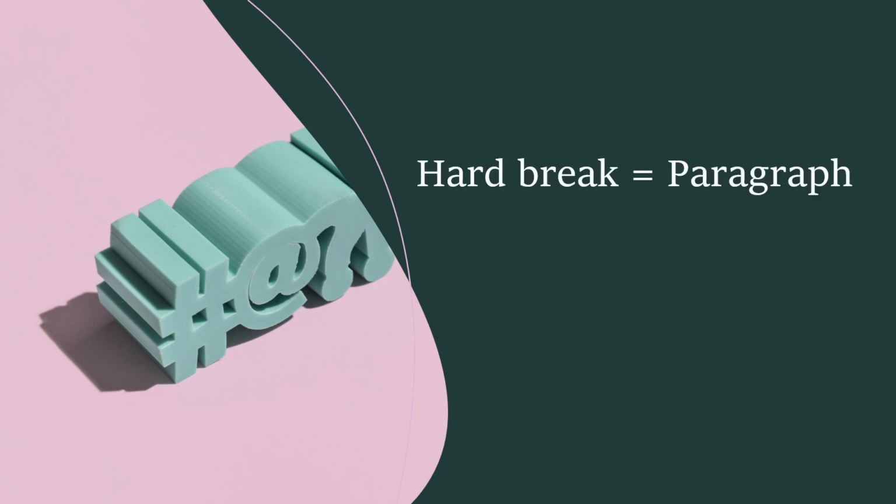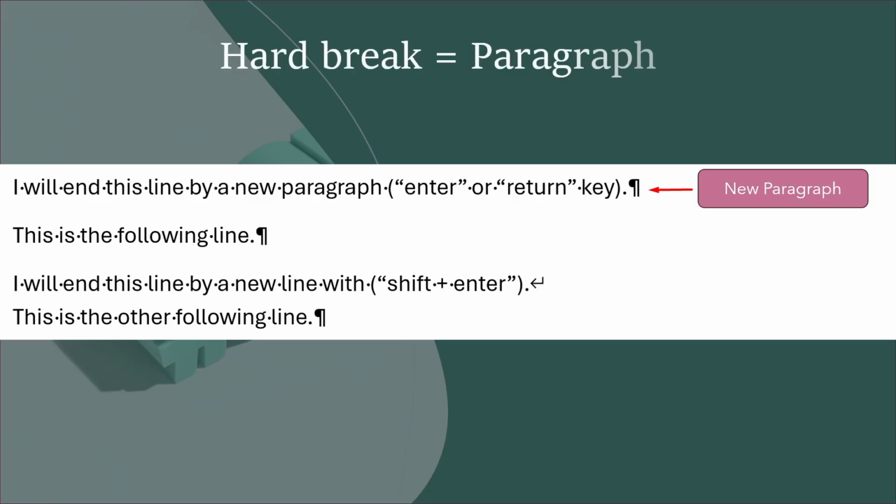A hard break basically means that you'll be creating a new paragraph. And on your computer, if you show the non-printing characters, you will see the Pilcrow sign, which is this one here indicated by the red arrow. So that is a Pilcrow sign, and that means that you will get a new paragraph. As you see here, there's a space between the two lines, and this is because there's a new paragraph.